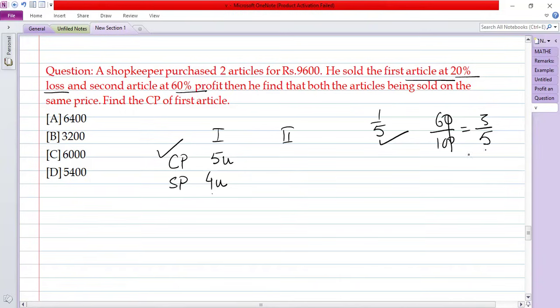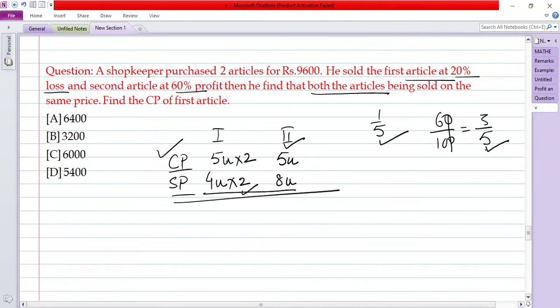So 3 by 5 means if 5 unit is the cost price of the second article, the selling price must be 8 unit. Okay. And now here multiply by 2. Why here multiply by 2? So that the selling prices are the same. And if I am multiplying the selling price of the first article by 2, I must multiply the cost price of the first article by 2. Only then this ratio will hold.